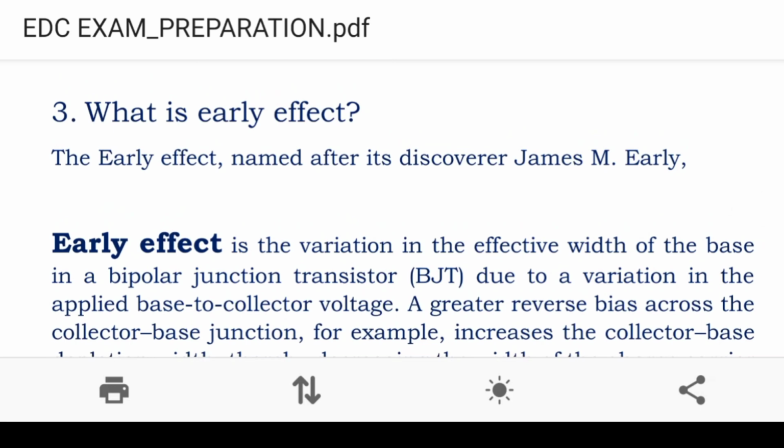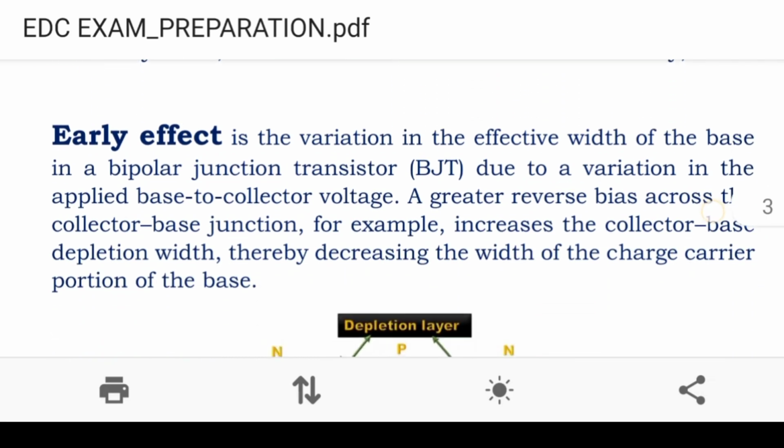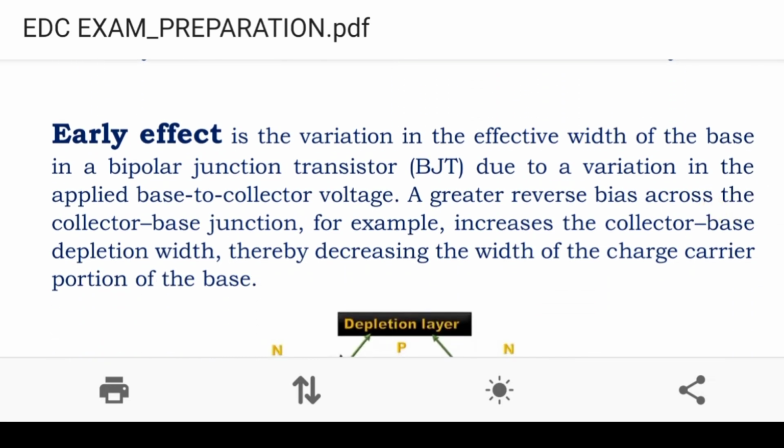What is this early effect? It is named after James Early, that's why it is called early effect. Early does not mean coming before in time. It is named after James M. Early. Simply, the variation of the width of the base of a bipolar junction transistor due to variation in applied voltage is called early effect.